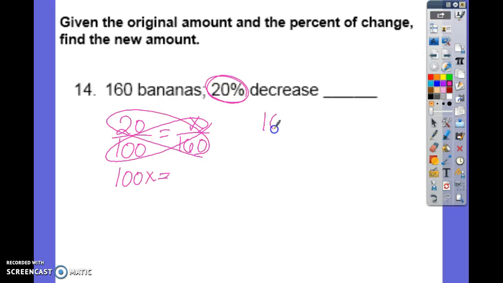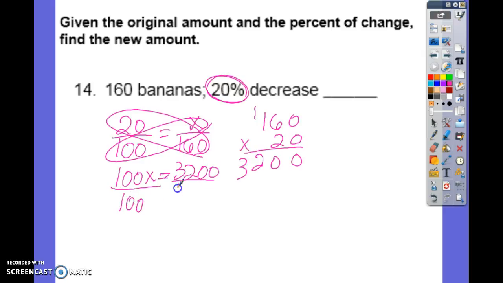160 times 20. Everything times 0 is 0. 2 times 0 is 0. 2 times 6 is 12. Carry the 1. 2 times 1 is 2 plus 1 is 3. So I get 3,200. Divide both sides by 100.